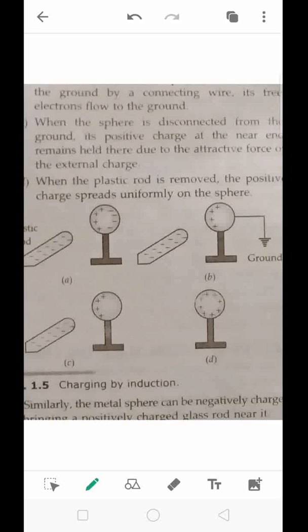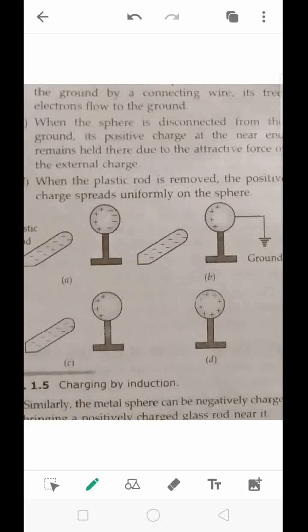In case A, again like the previous experiment, hold a metal sphere on an insulating stand, right? And bring a negatively charged plastic rod near it. According to the process of induction, we already know that when a negatively charged body is brought near the conducting sphere, opposite charges will be seen at the near end and same charges will be seen at the opposite end. That is what is observed in the figure in case A, right? So, the metal sphere has positive charges at the near end and negative charges at the opposite end, right?